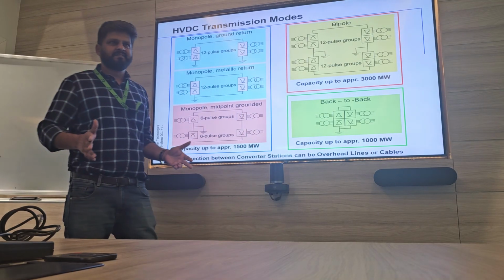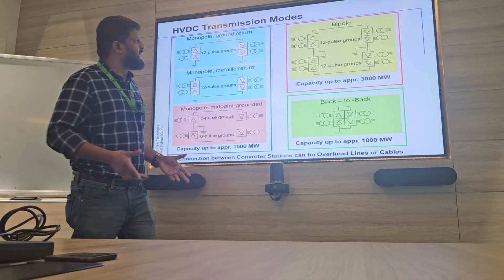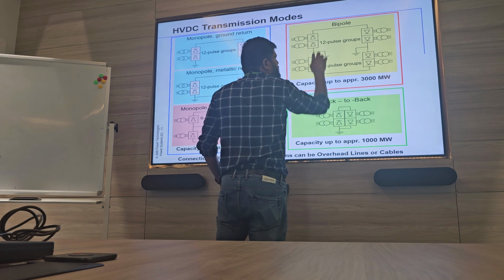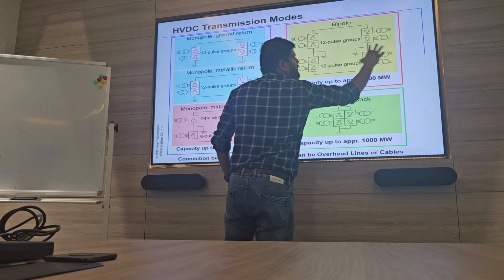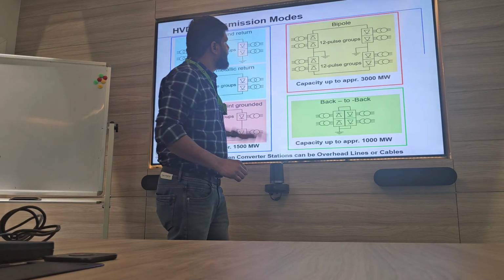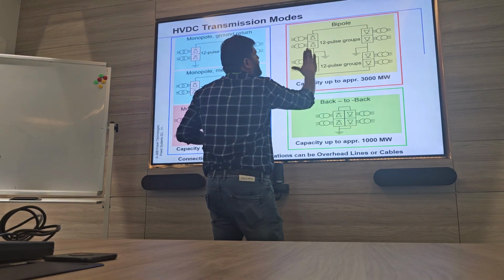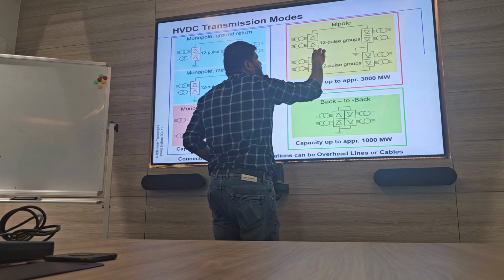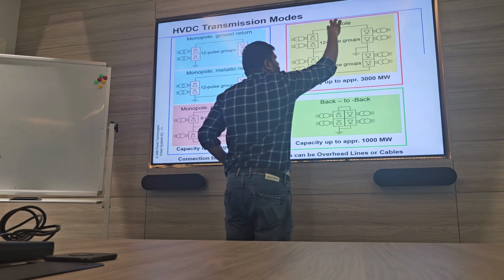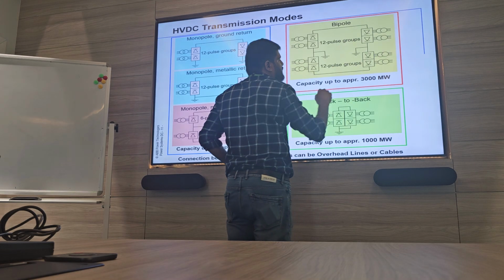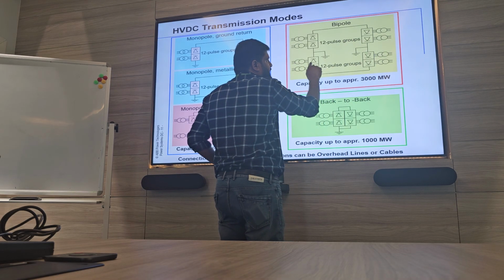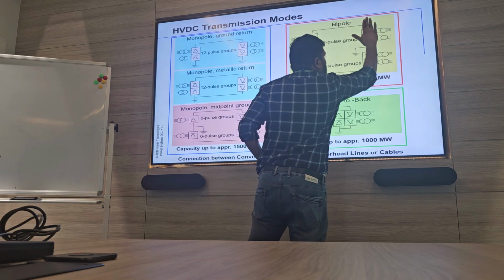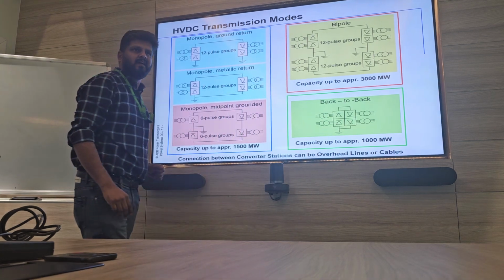What does the word bipole mean? Bipole means bi, two poles: plus 500 kV and minus 500 kV. One pole and the other pole. For example, 3,000 megawatt will flow from here. This pole will deliver 1,500 megawatt and this pole will deliver 1,500, so 3,000 will flow in total. If any failure happens here, I will disconnect this one and connect only this one. I will transfer 1,500 megawatt to the other network, half of the power. Reliability is more here.